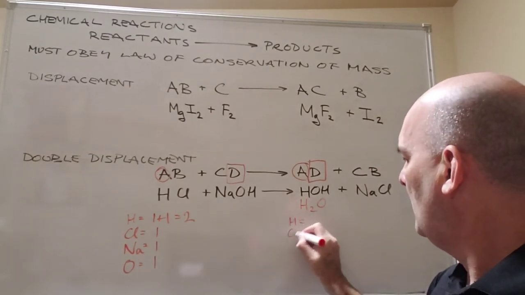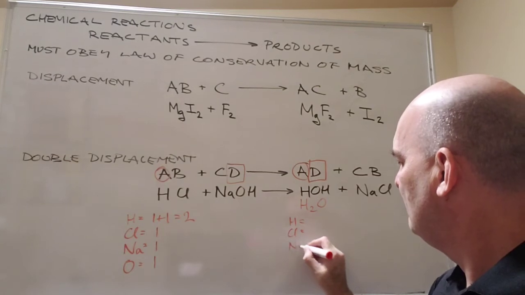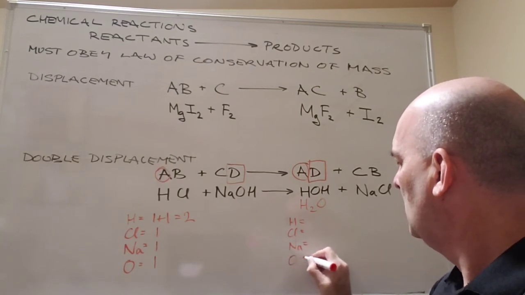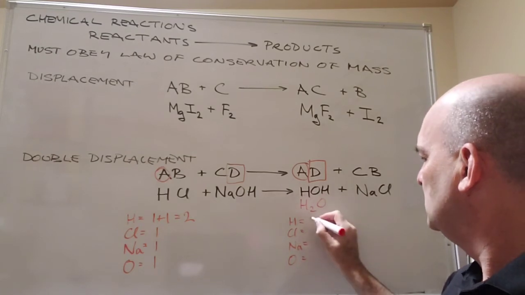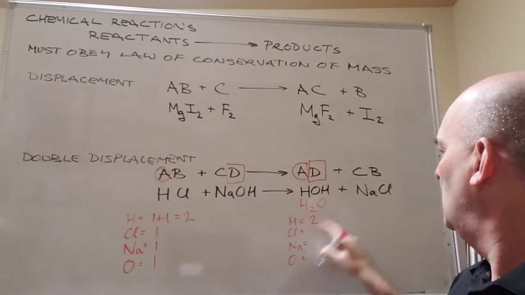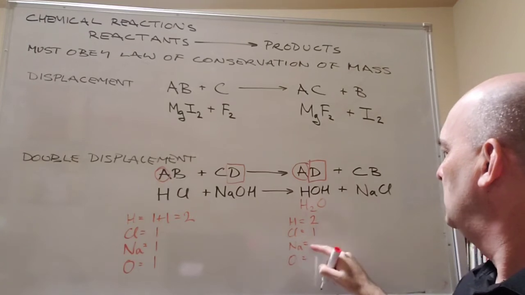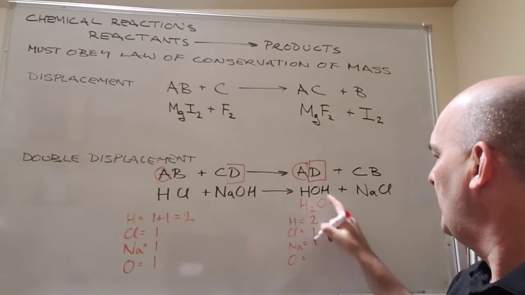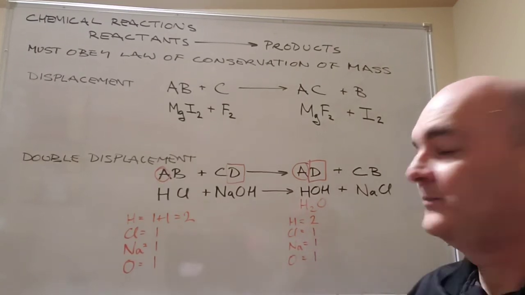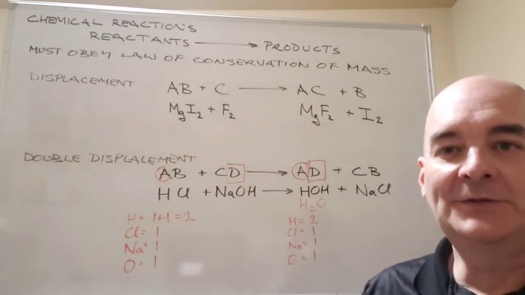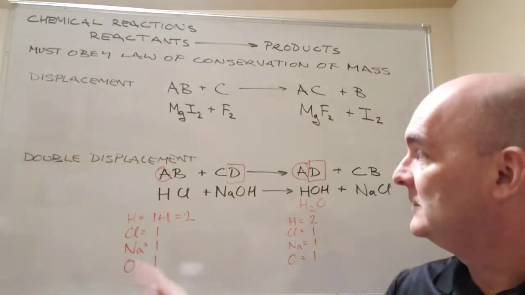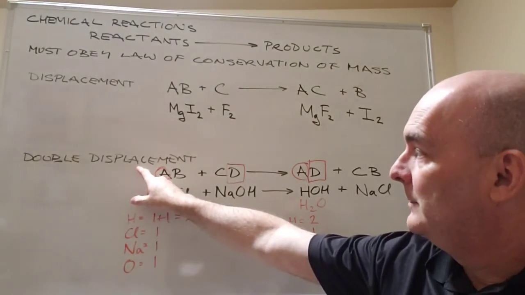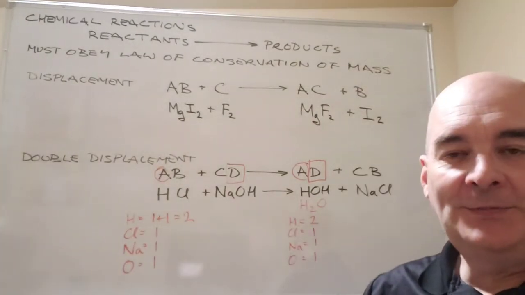And when I look on the right-hand side, there are 2 hydrogens, there is only 1 chlorine, there is only 1 sodium, and there is only 1 oxygen. This is a balanced acid-base neutralization equation performing a double displacement reaction.